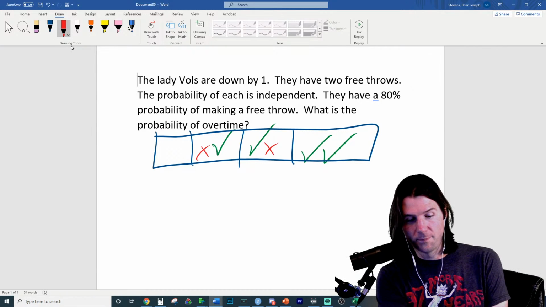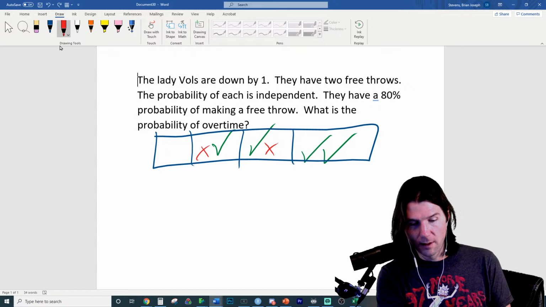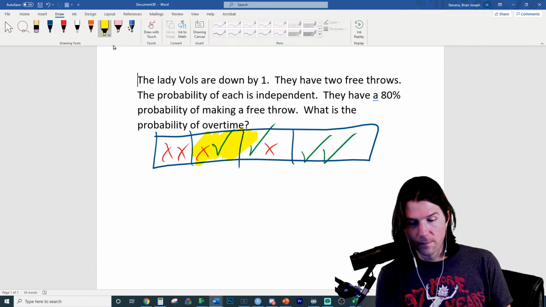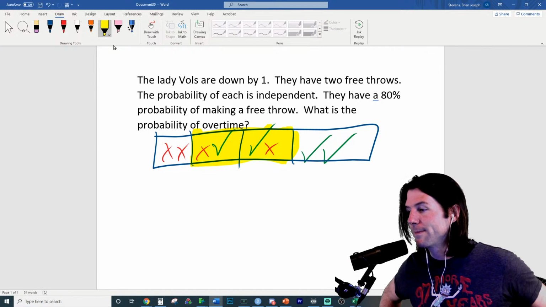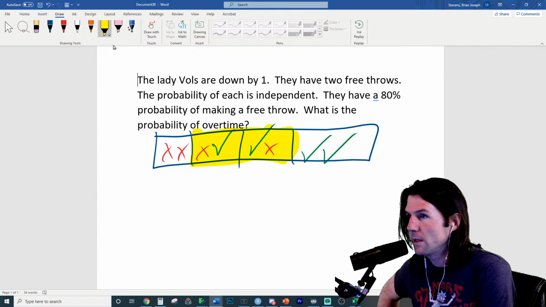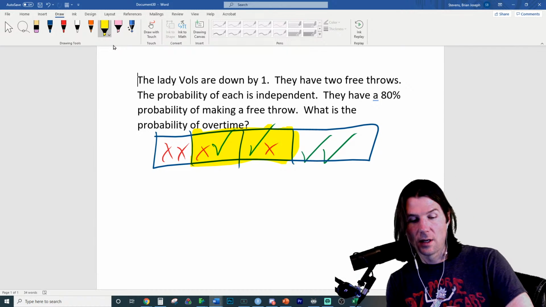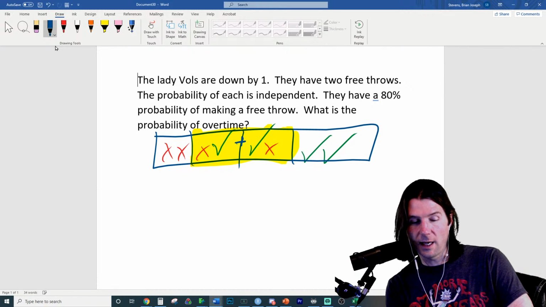Miss both, exactly. When do they go to overtime? Here. Would you agree these are instances that they go to overtime? There are quite a few ways to solve this, actually. There are 2 ways. For them to go to overtime, they would have to either miss the first and make the second, or make the first and miss the second. So you could just take these and add these.